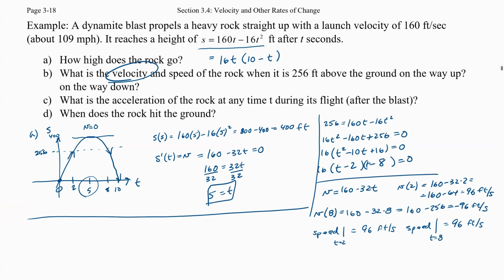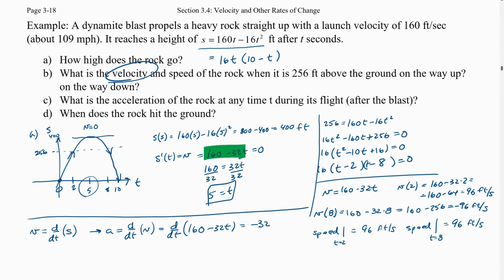What is the acceleration of the rock at any time during the blast? Well, remember, we got velocity by taking the derivative with respect to time of position. We are going to get acceleration by taking the derivative with respect to time of velocity, which in this case is the derivative of, where's my velocity again? Let me highlight it. Velocity, there it is, 160 minus 32t, and that gives me an acceleration of negative 32.